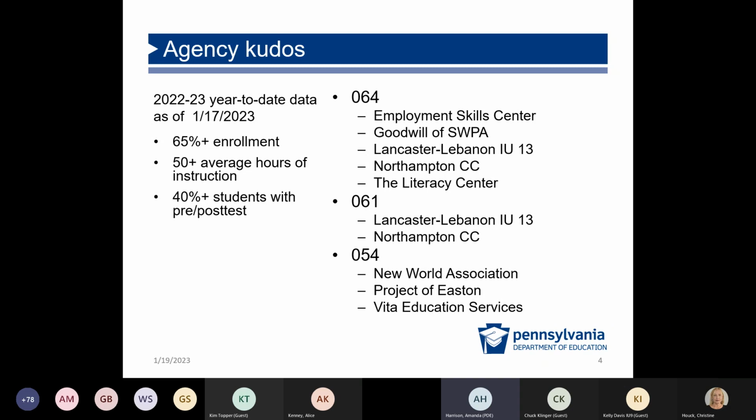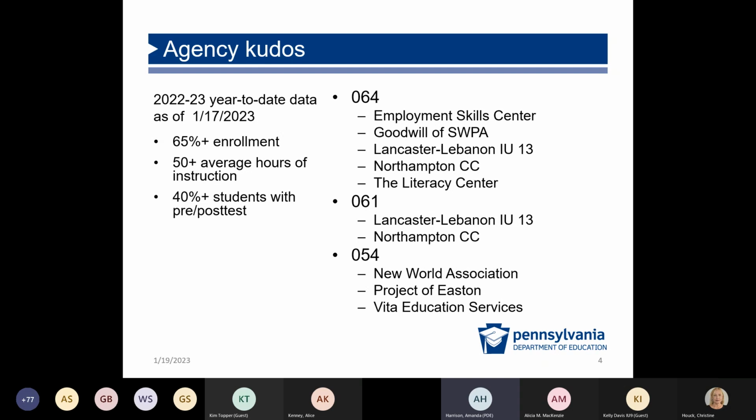So here is the list of agencies. In the 064 grant, we have several sub-grantees as well as some direct grantees. So congratulations to Employment Skills Center, Goodwill of Southwestern Pennsylvania, Lancaster Lebanon IU 13, Northampton Community College, and the Literacy Center. Under the 061 grant, which is the Section 243 Integrated English Literacy and Civics Education Grants, congratulations to Lancaster Lebanon IU 13 and Northampton Community College.